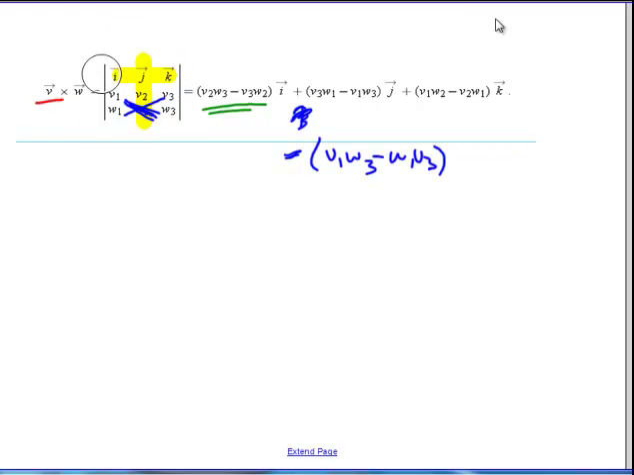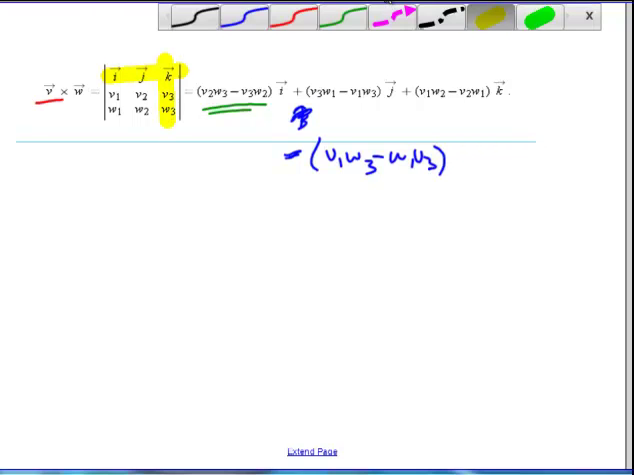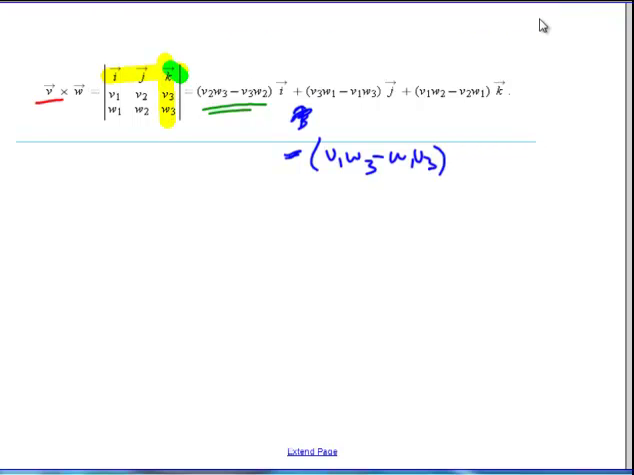Okay, and then we look at the k term. So for the k term, we're getting our k value, and then we just go across. So v1 w2 minus w1 v2. All right, so there are two ways of looking at that, and we'll practice that throughout the rest of this video.